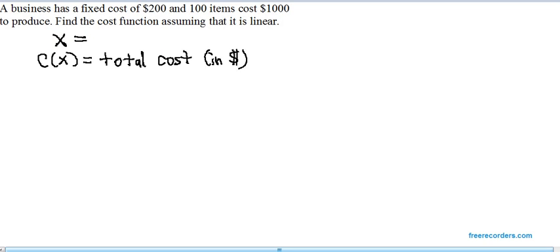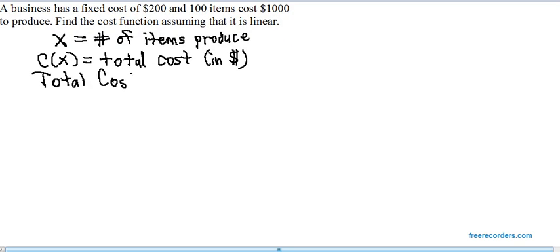Now, the total cost depends on what? Well, it's the number of items produced. The more items you produce, the more it costs you. So that's going to be our x. Now, in business, total cost is equal to the variable cost plus the fixed cost.